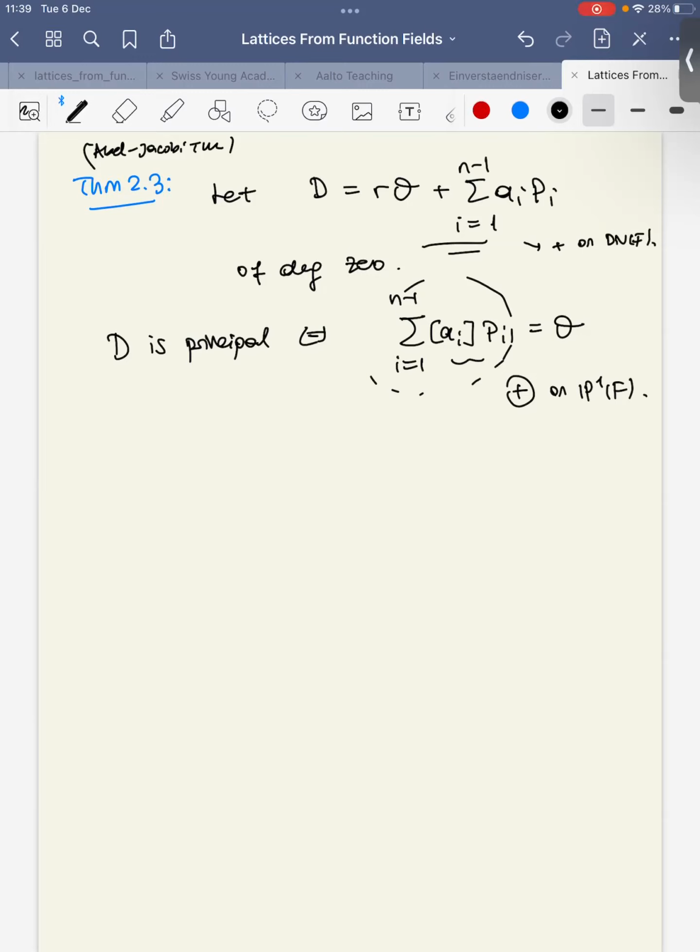And if D is principal, we know that D is of the form of the divisor of some function. Indeed, this function is in the form of the product f of P and Q.